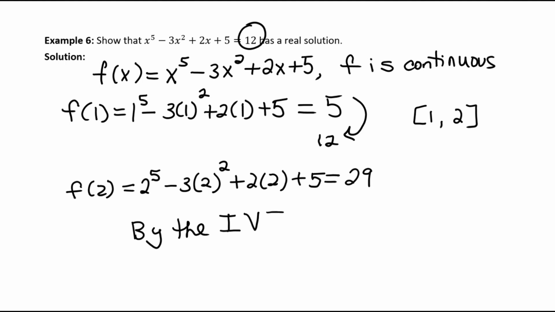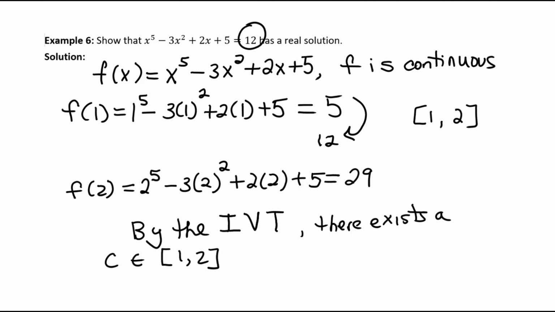by the intermediate value theorem, there exists a C that's between our endpoints 1 and 2, so that f evaluated at that number is 12.